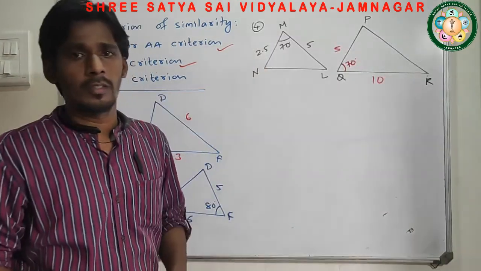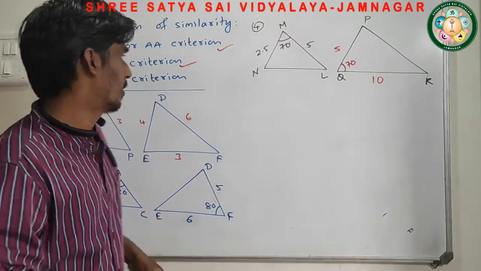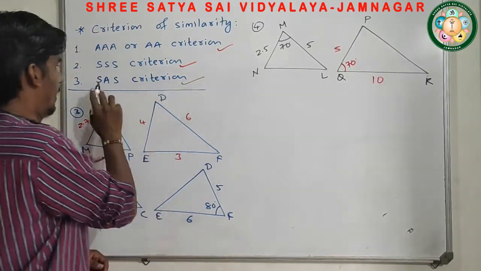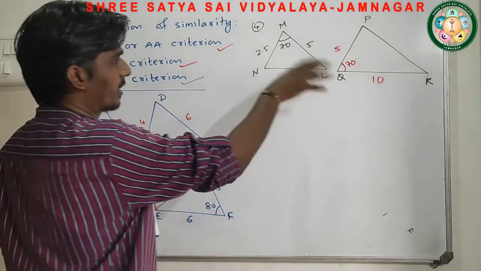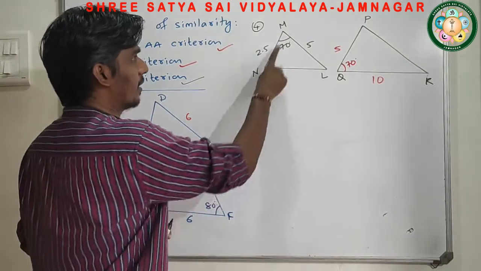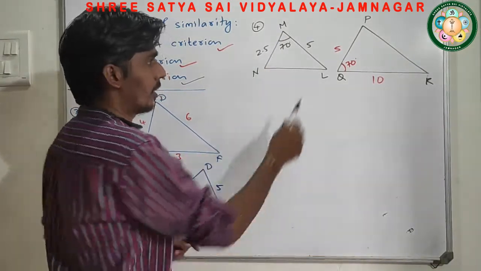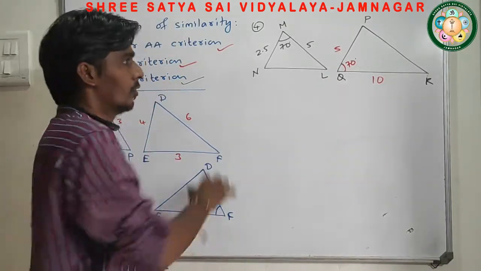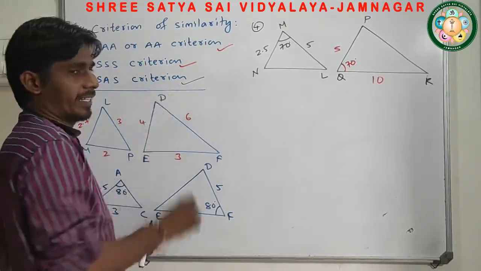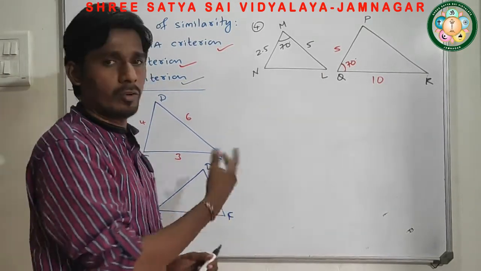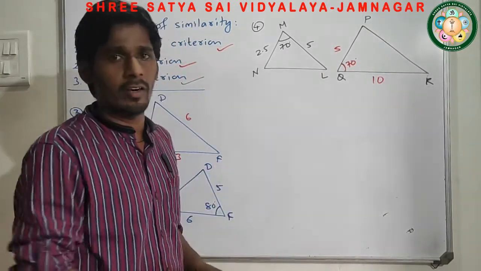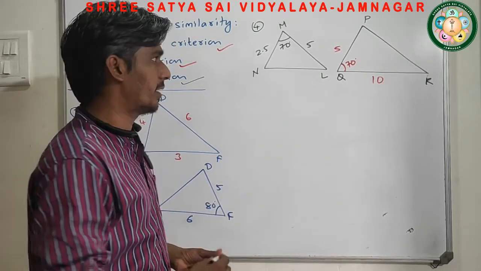Question number 4, exercise 6.3. Now we are going to use the side angle side criteria. Why side angle side? If you look at the figure, a side is given, an angle, and again a side. Again, two sides and one angle are given. So we are going to try to apply this criteria. If it is applicable, we can say that the triangles are similar. If it is not applicable, we can say that they are not similar. So let's just try it.